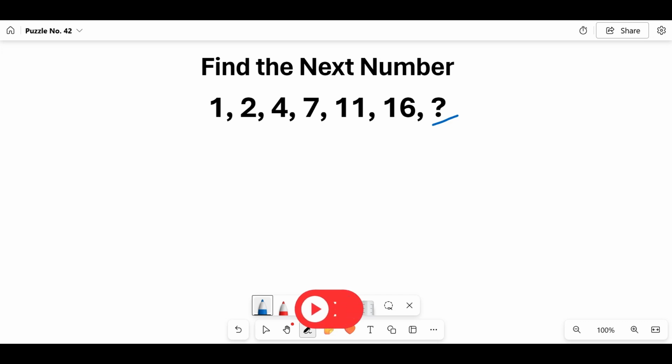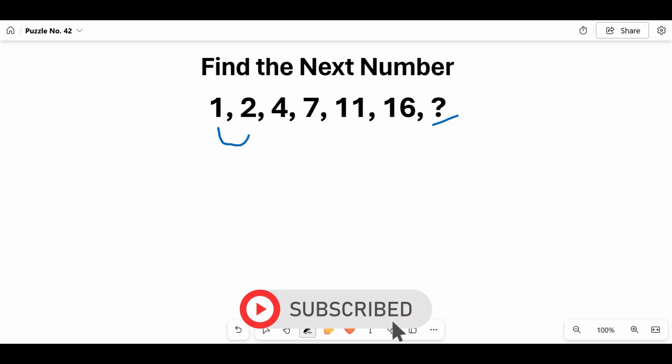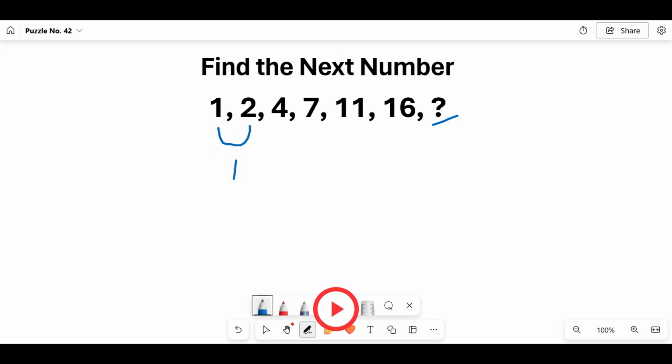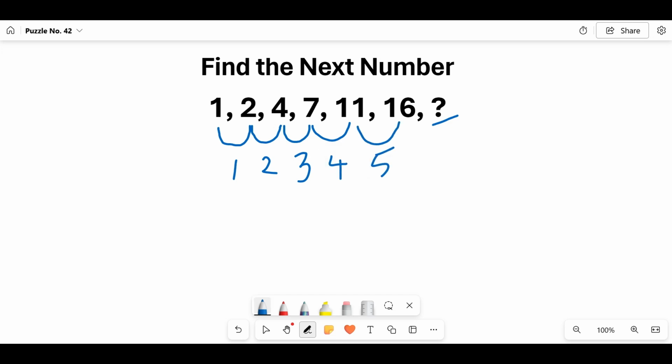As you can see, the difference between 1 and 2 is 1, and the difference between 2 and 4 is 2. The difference between 4 and 7 is 3. Similarly, the next difference is 4, and the next difference is 5. In order to find the value for this question mark, the difference will be 6. That means I need to add 6 to 16.